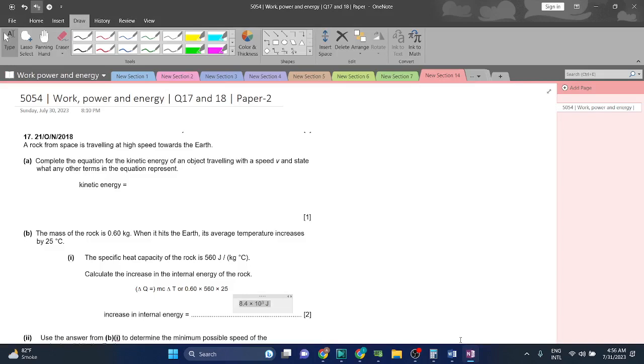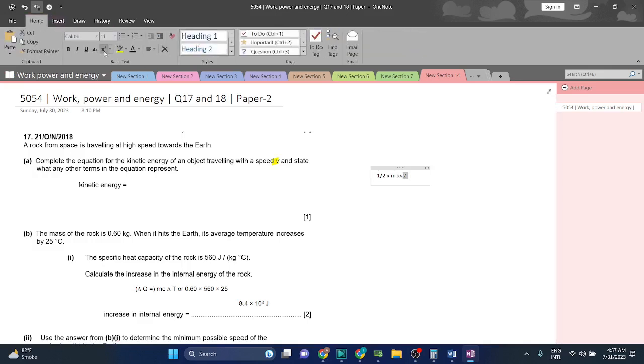Let's start. Question 17. A rock from space is traveling with a very high speed towards the Earth. Complete the equation for the kinetic energy of an object traveling with the speed of v, and state what any other terms in the equation represent. First of all, to find kinetic energy we need one by two into mass, which is m, into v square, which is the velocity squared. So that is what kinetic energy is equal to.